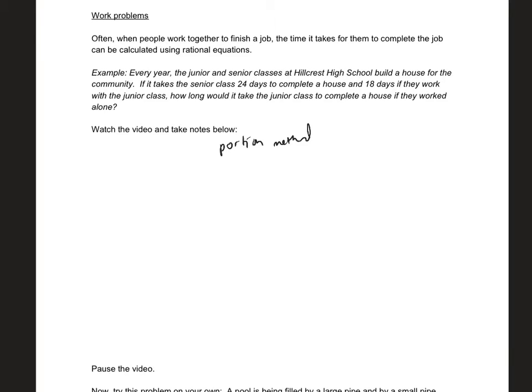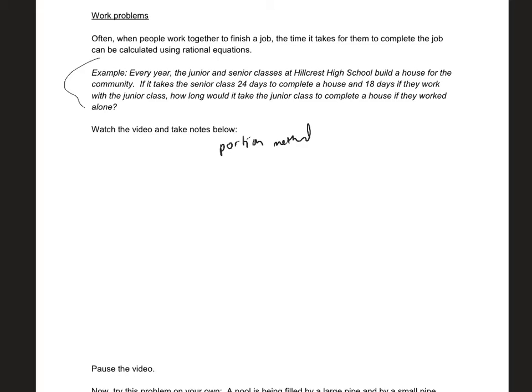So if we look at the problem up here, it says every year, the junior and senior classes at Hillcrest High School build a house for the community. It takes the senior class 24 days to complete a house and 18 days if they work with the junior class. How long would it take the junior class to complete a house if they worked alone? Now, I said hours a second ago, it could be days, just whatever time period.